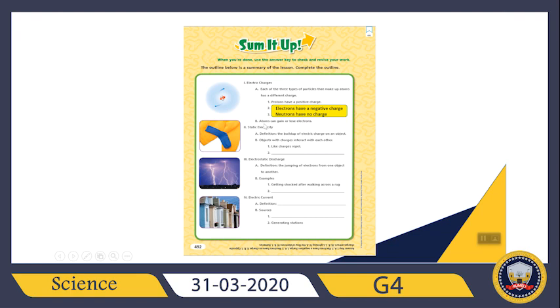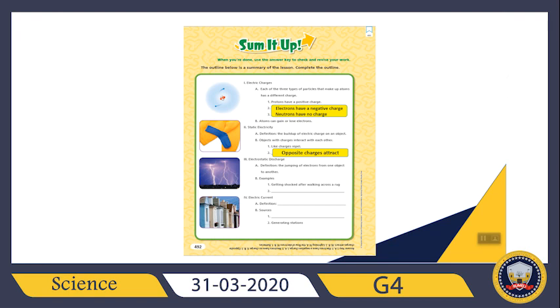Another question. Atoms can gain or lose electrons. Yes. So for example, in static electricity, the definition is the buildup of electric charge on an object, as we have said before. Yes, we know that. Objects with charges interact with each other. Like what? Like charges repel. I mean positive and positive, or negative and negative. So what about opposite charges? Do you remember? If like or similar charges repel, then opposite charges attract.